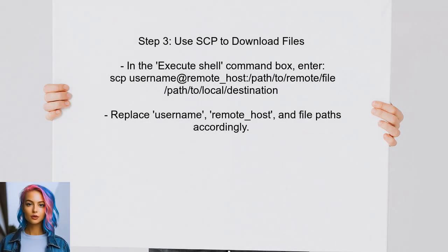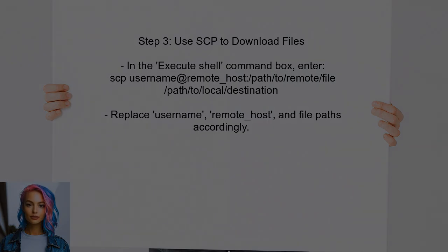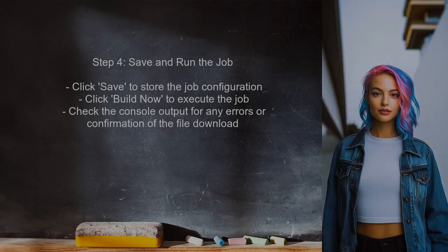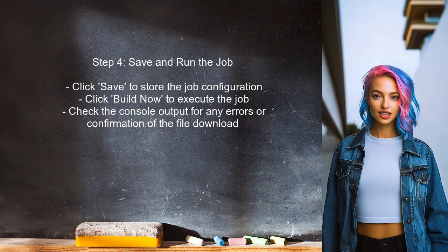In the shell command section, the user can use the Secure Copy Protocol, or SCP, to download files from the remote server. They should specify the remote file path and the local destination. After setting up the SCP command, the user should save the job configuration. They can then run the job to test if the file downloads successfully from the remote server.